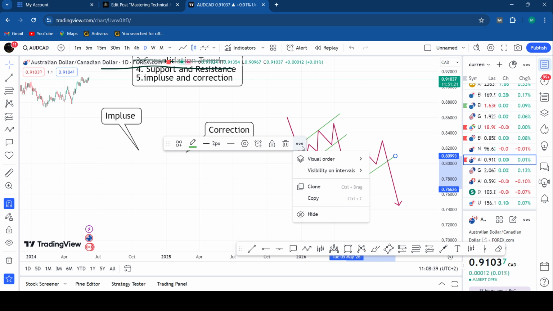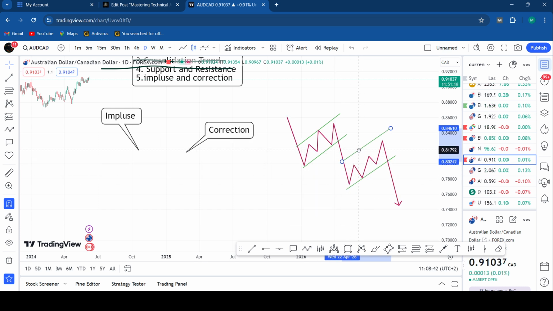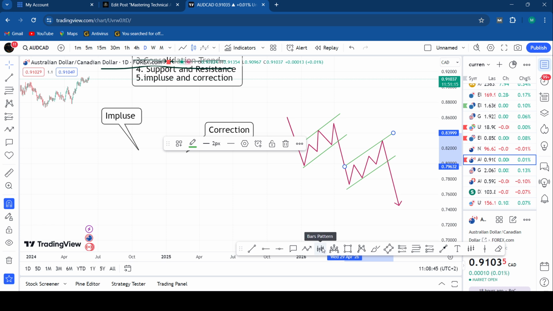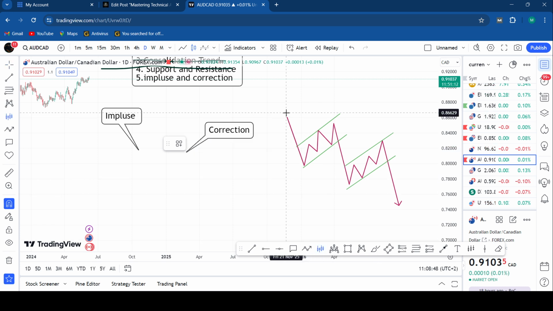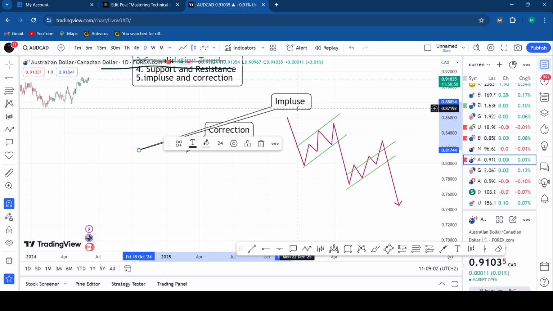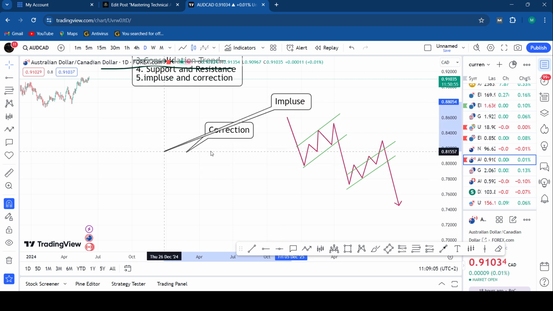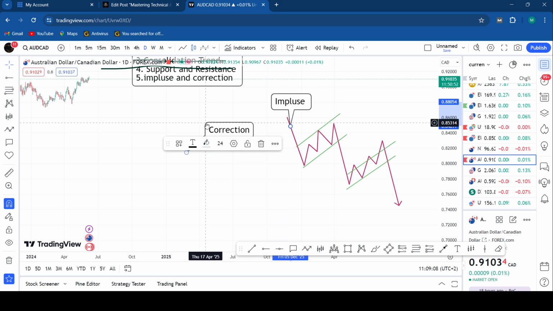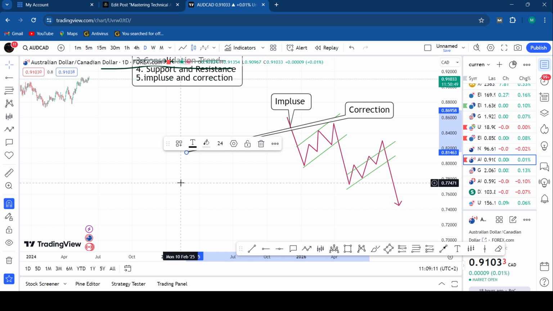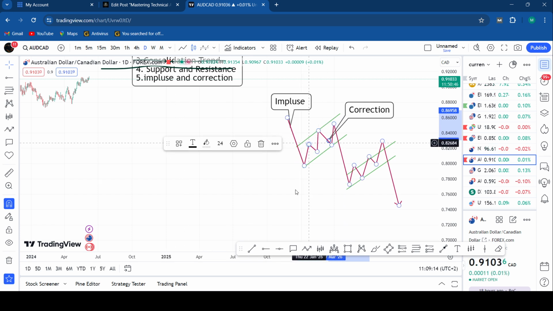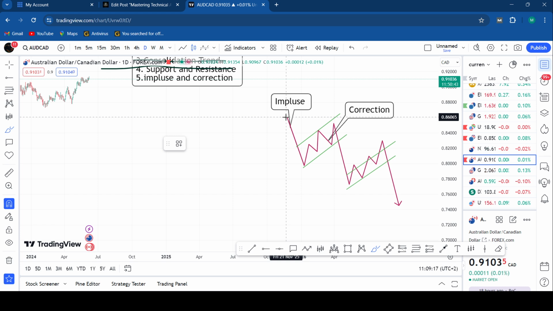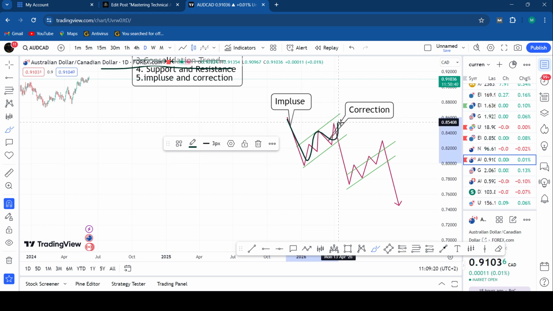So this is how it will look going to the downside. We would have our impulse moves, impulse, correction, impulse, correction.